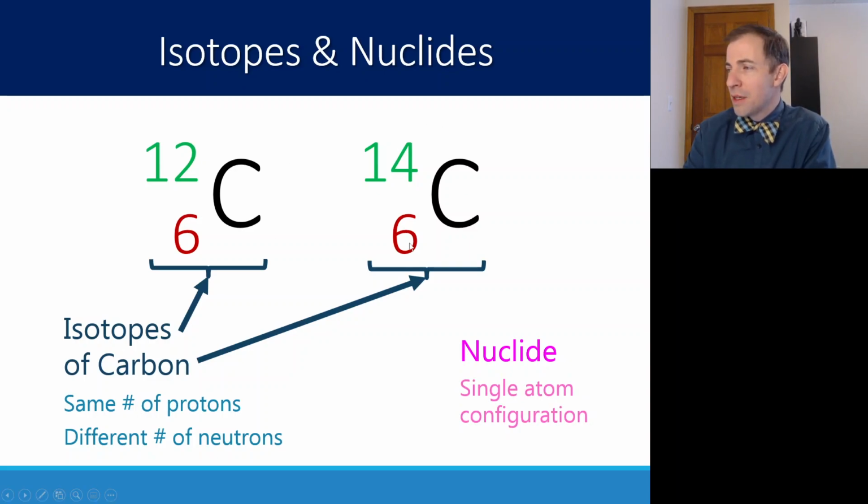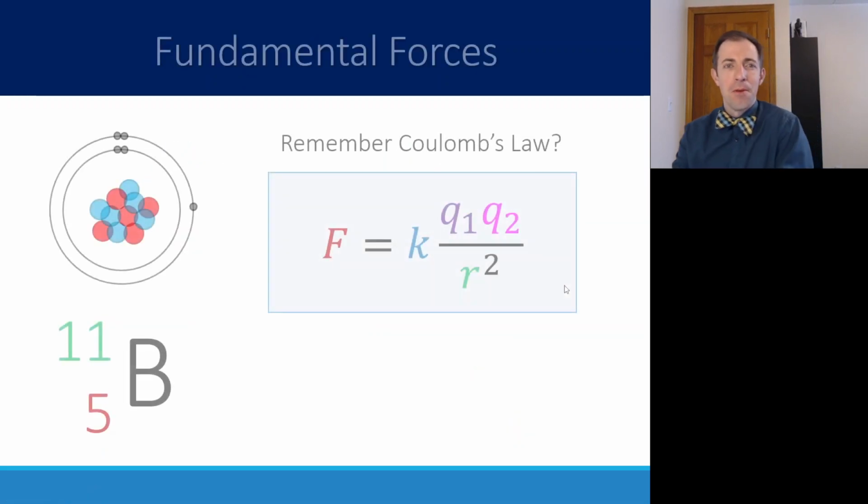If I were giving you an example here of carbon 14, I would say this nuclide of carbon, very specifically, the configuration in this case, where it has 6 protons and 8 neutrons to give me a mass number of 14.